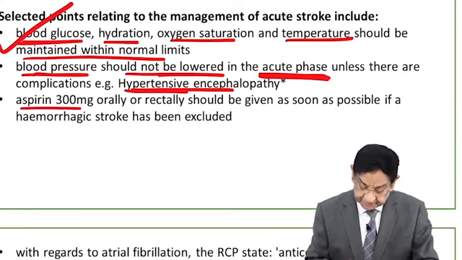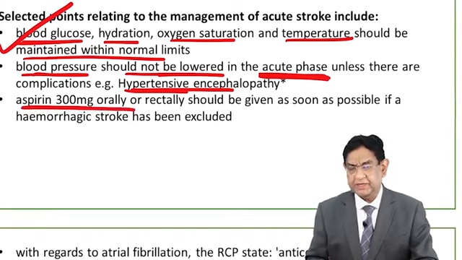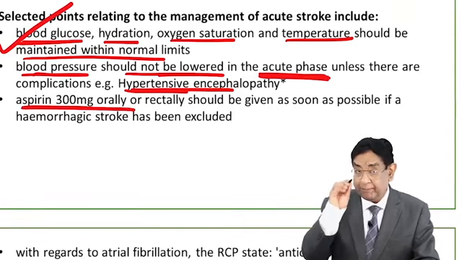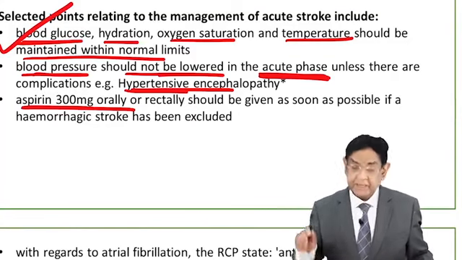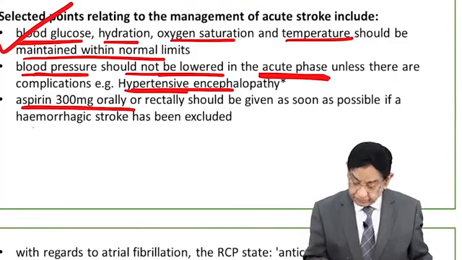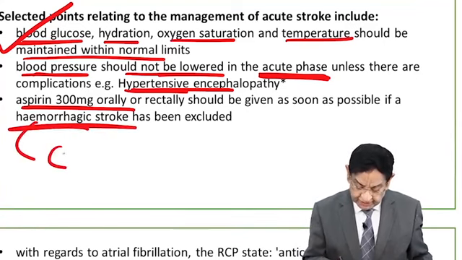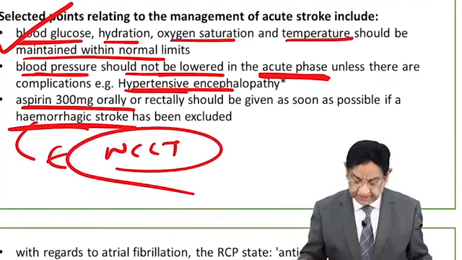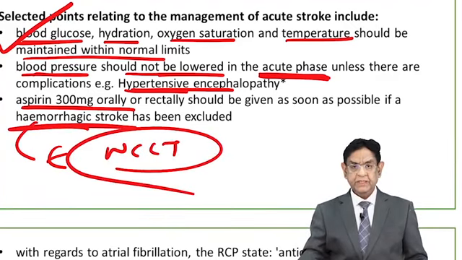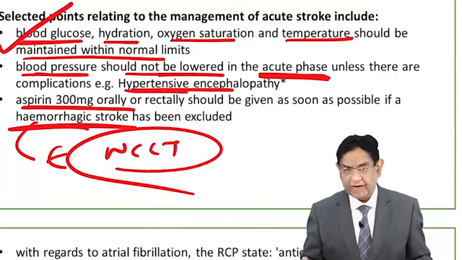Give aspirin, maybe 300 milligram, orally or per rectal if for any reason you are not able to give it orally, provided you have ruled out hemorrhagic stroke. So that's why non-contrast CT scan is the first to be done. So we got an answer in this question also, why not to touch the blood pressure.